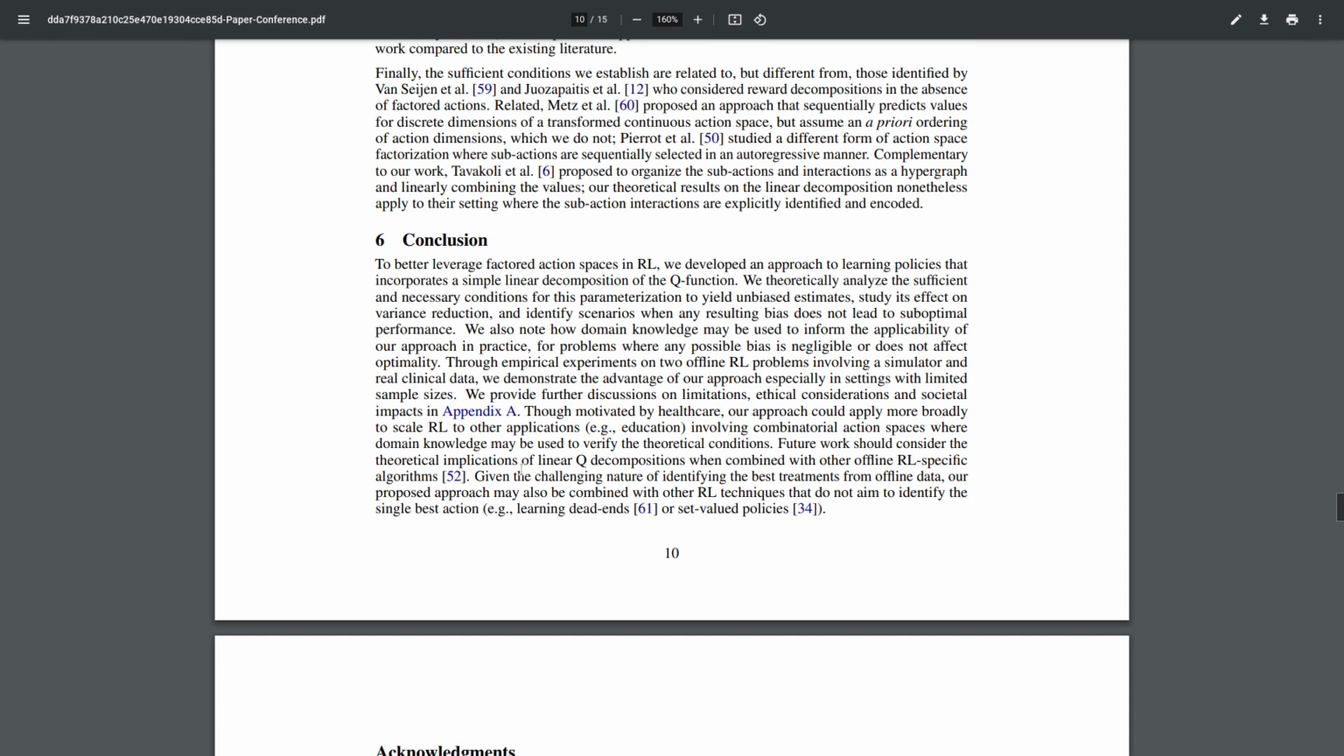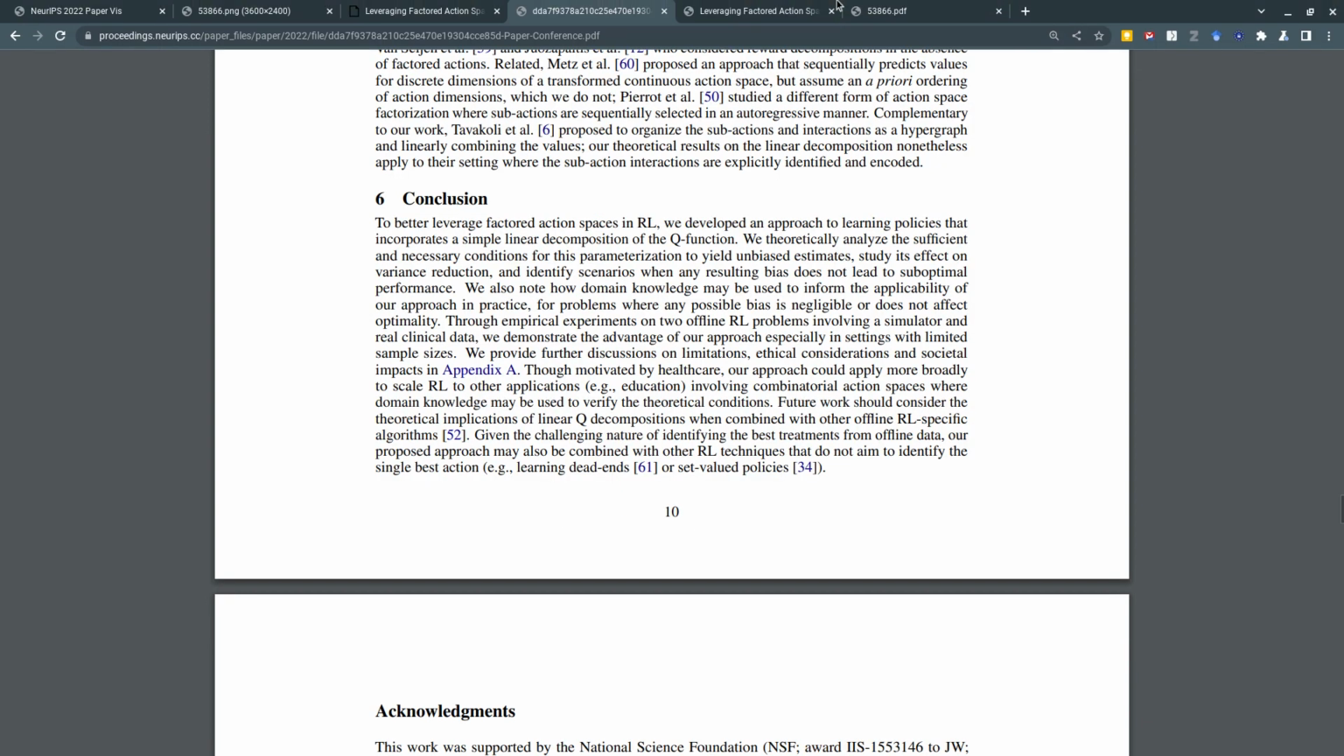Future work should consider the theoretical implications of linear Q decompositions when combined with other offline RL-specific algorithms. Given the challenging nature of identifying the best treatments from offline data, our proposed approach may also be combined with other RL techniques that do not aim to identify the single best action, for example, learning dead ends or set value policies.